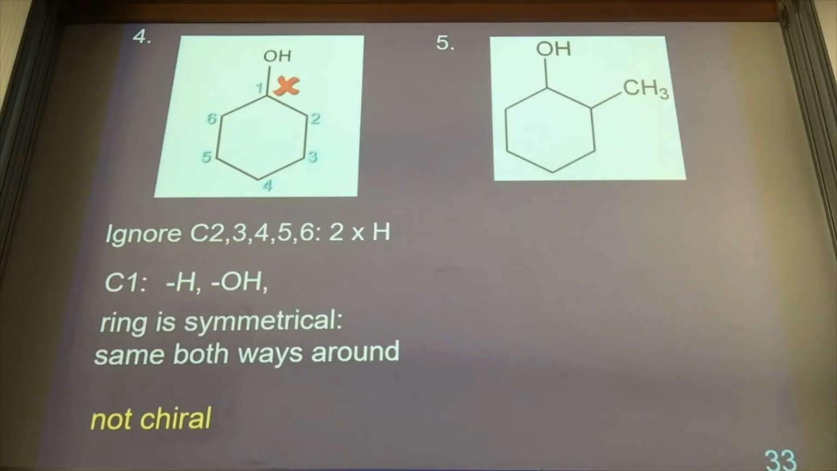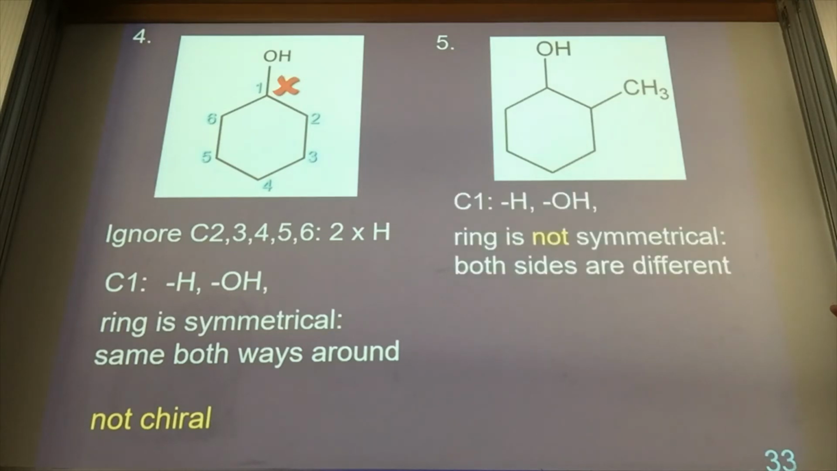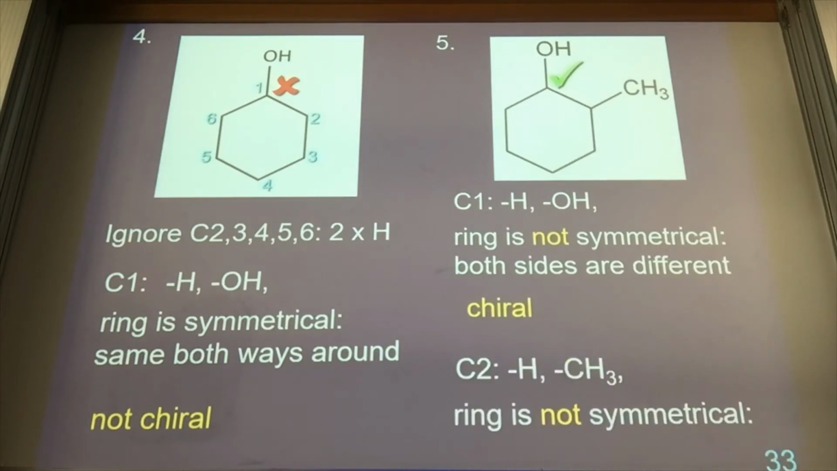But this one, once we've got a little bit of something different attached to one side of the ring, all of a sudden, going around this way is different to going around that way. If you go around this way, the methyl group is 1 carbon away. If you go around this way, it's 5 carbons away. So that is a chiral molecule. And yeah, it's the asymmetrical ring that we look at, which makes that molecule chiral. And that's another chiral carbon, of course, because it's got a hydrogen, it's got a methyl group, and 2 different structures depending on which way we go around the ring.